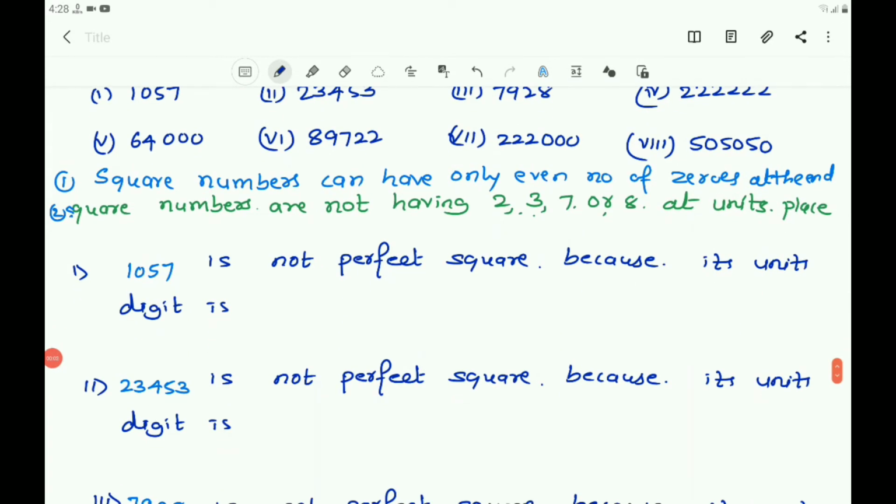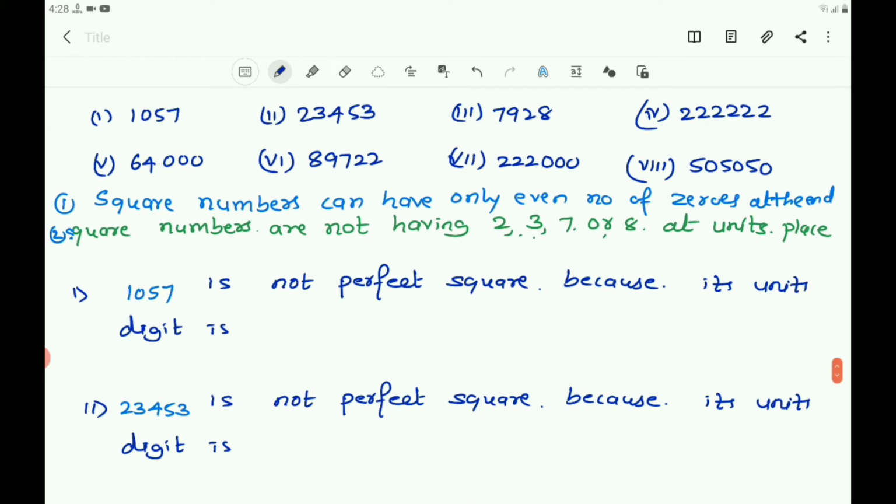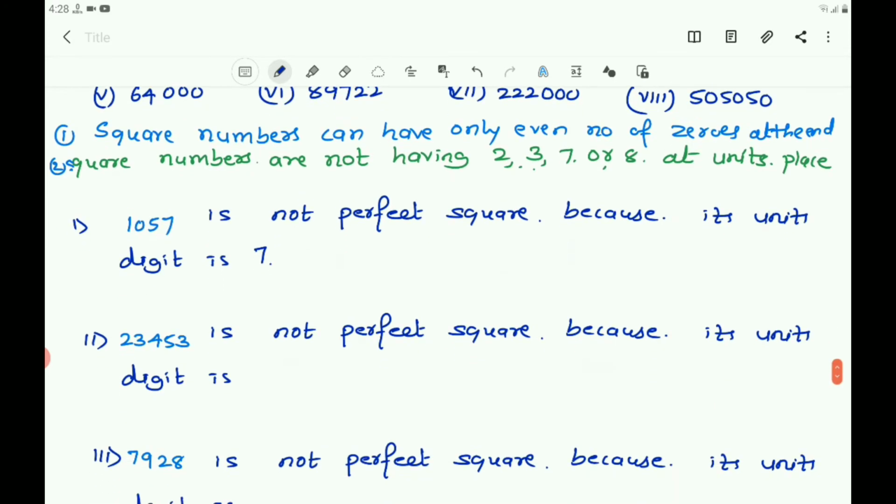First one is 1057. It is not a perfect square because its unit digit is 7. If there is 7, it is not a perfect square. Second one, 23,453 is not a perfect square because its unit digit is 3.